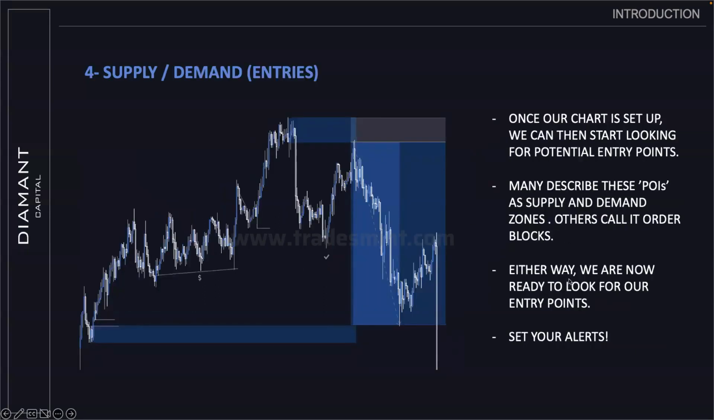Then lastly, we do have supply and demand areas. This supply and demand and order blocks pretty much is the same thing. There's no need to complicate it with the names and everything like that. This is pretty much going to influence our entries.